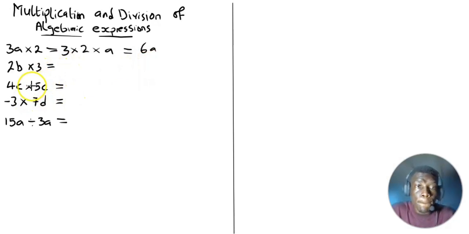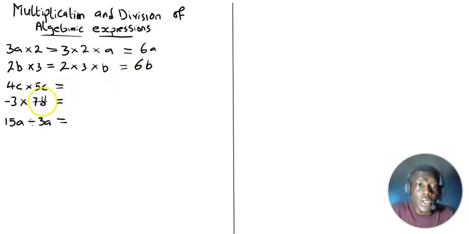The next one, you can pause the video and try this on your own. For this second one, you have 2b times 3. Breaking this down, you have 2 times 3 times b, which is equal to 6b. Same with the first one.